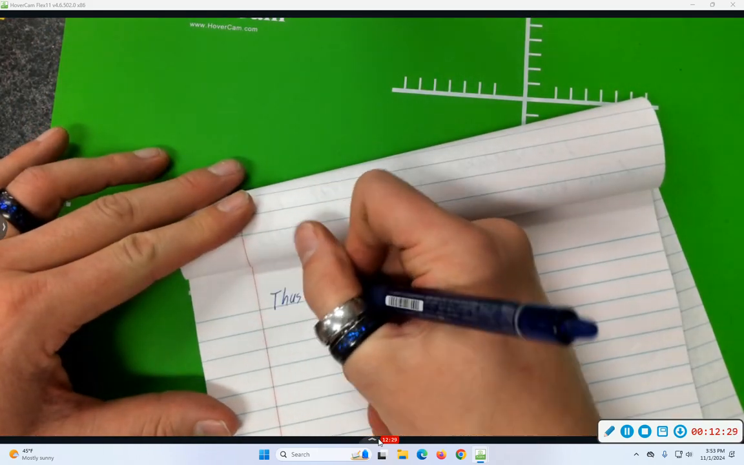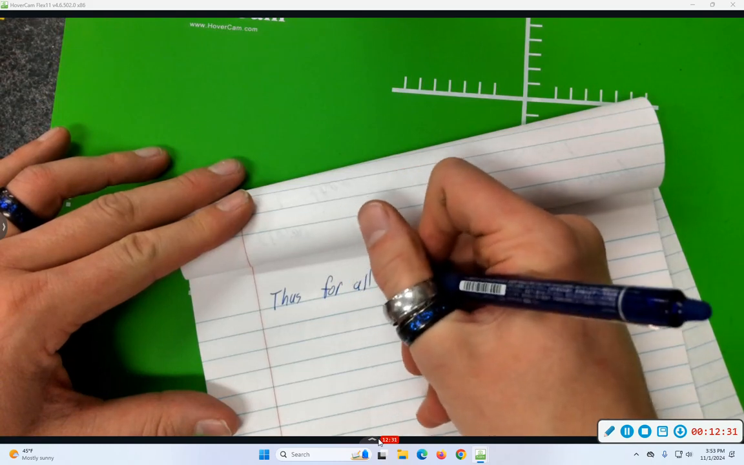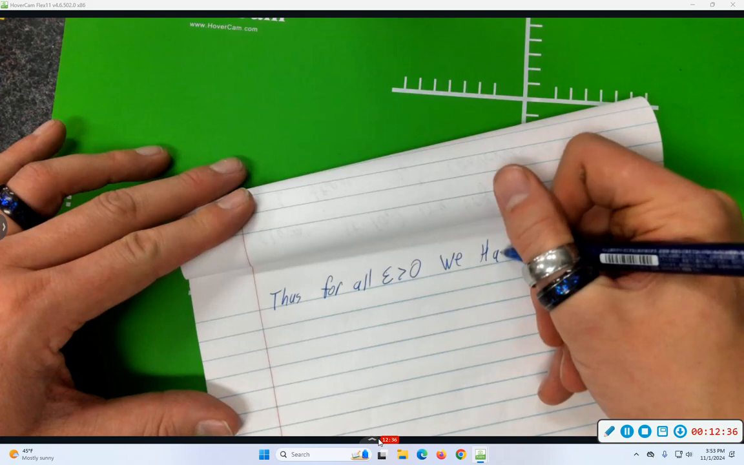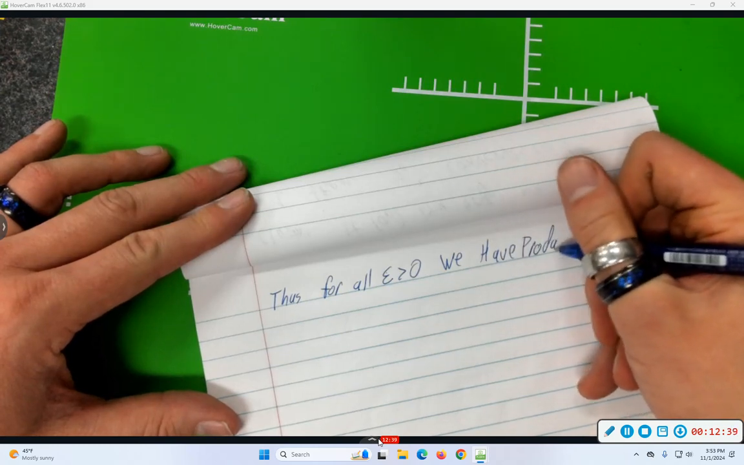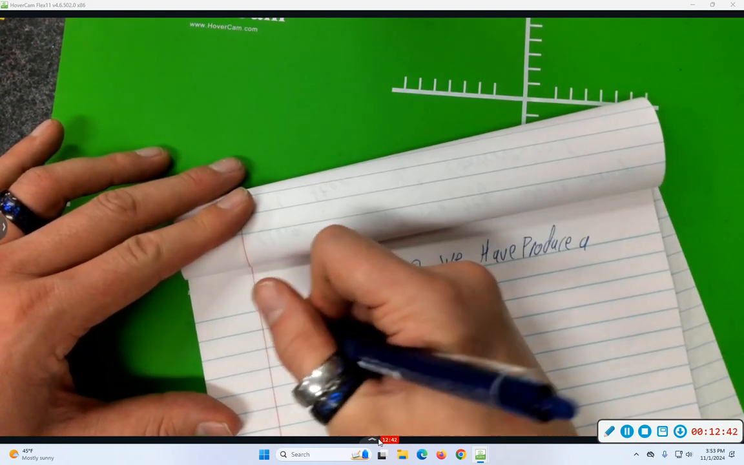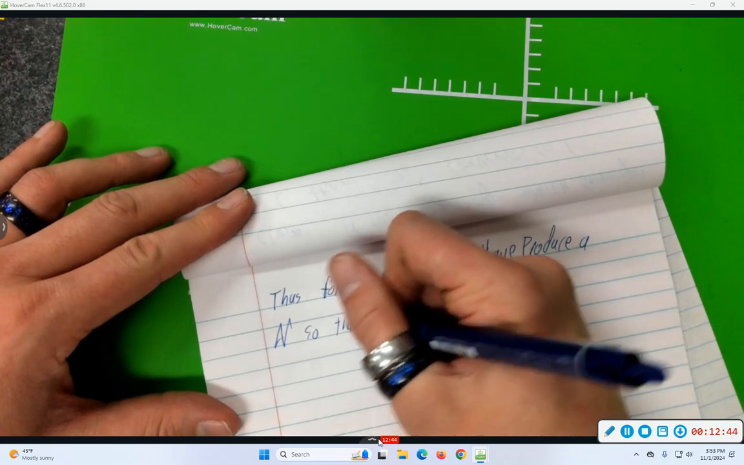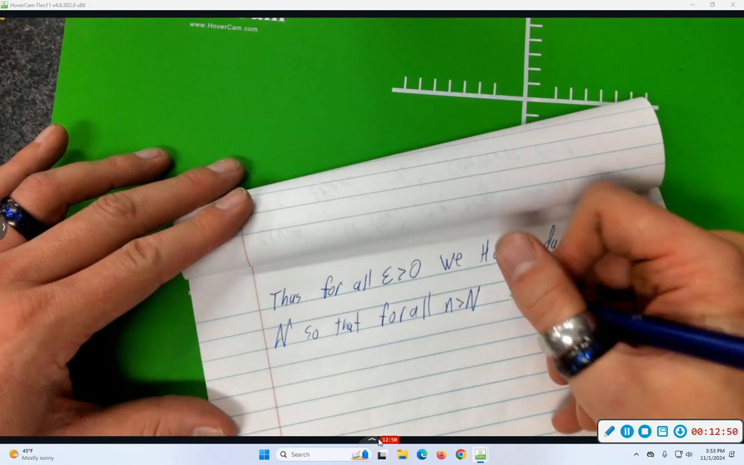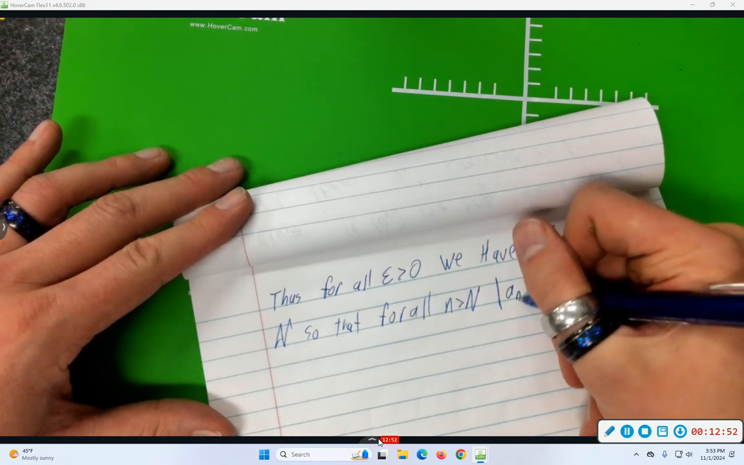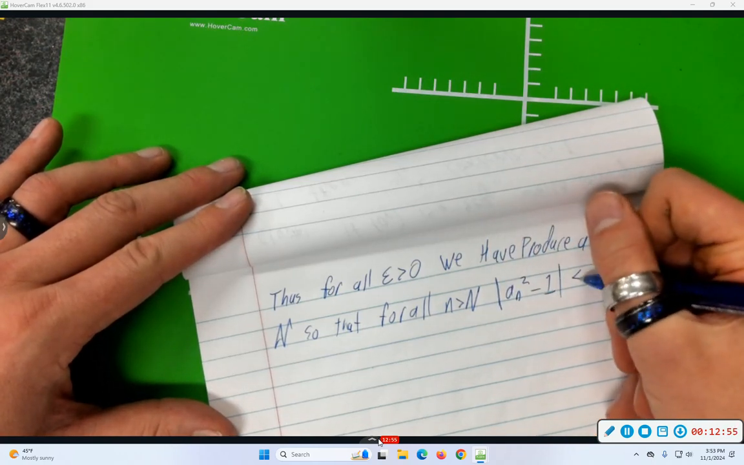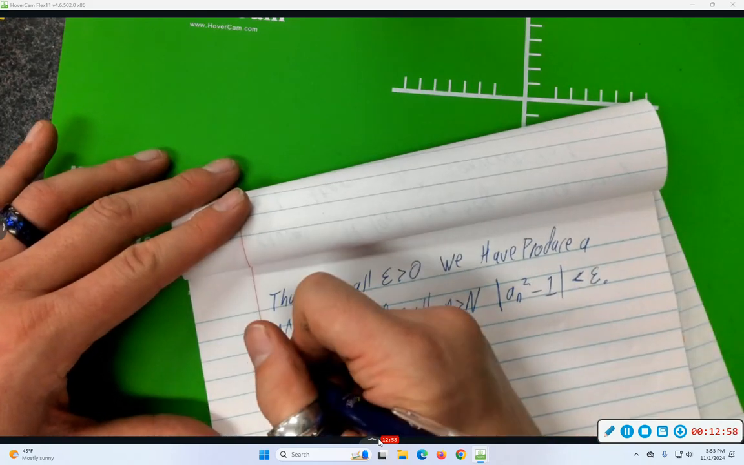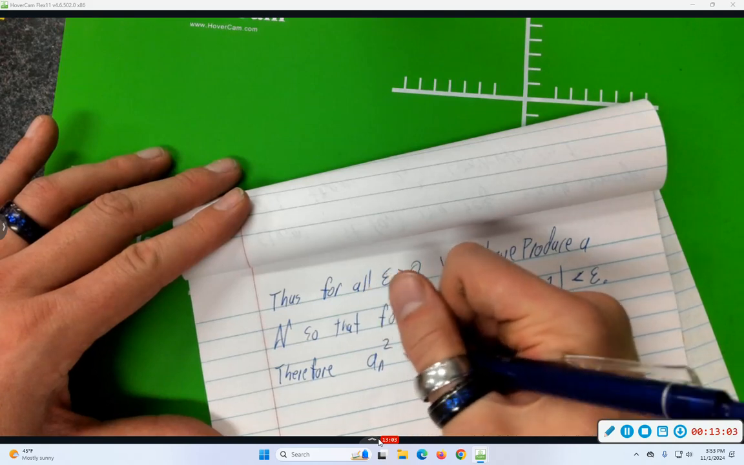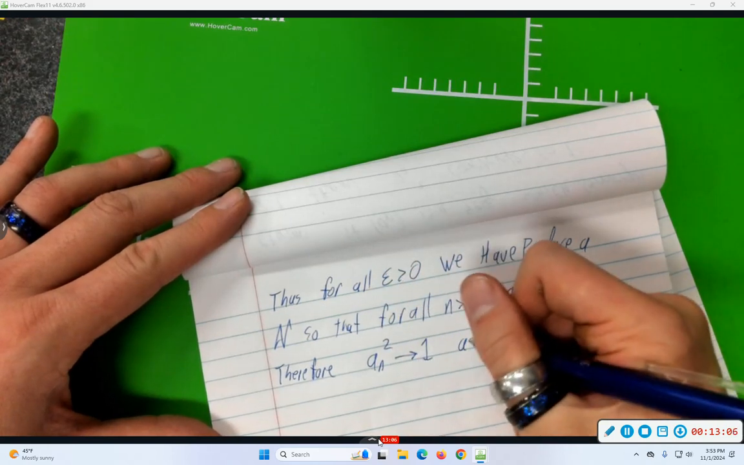And now let's write a good strong conclusion. Thus, for all epsilon bigger than 0, we have produced a big N so that for all little n bigger than big N, the absolute value of a_n squared minus 1 is less than epsilon. Therefore, a_n squared converges to 1, as claimed.